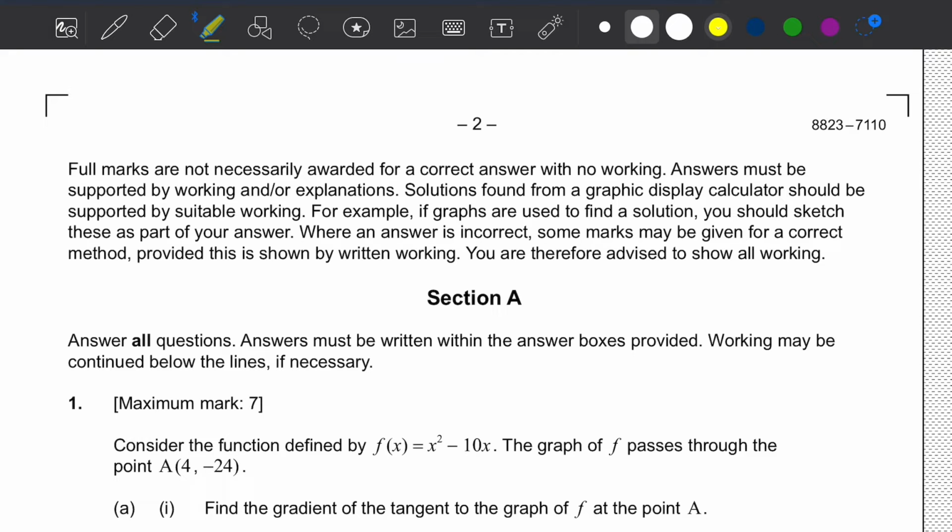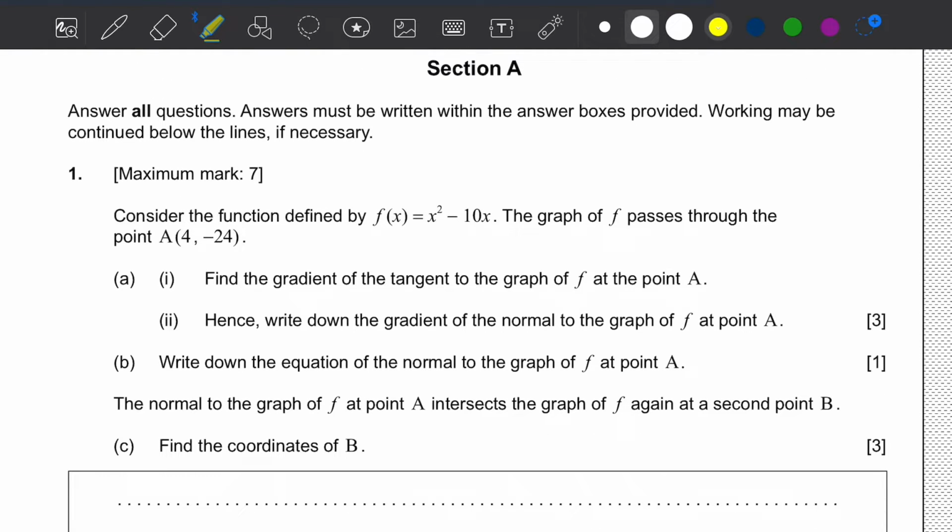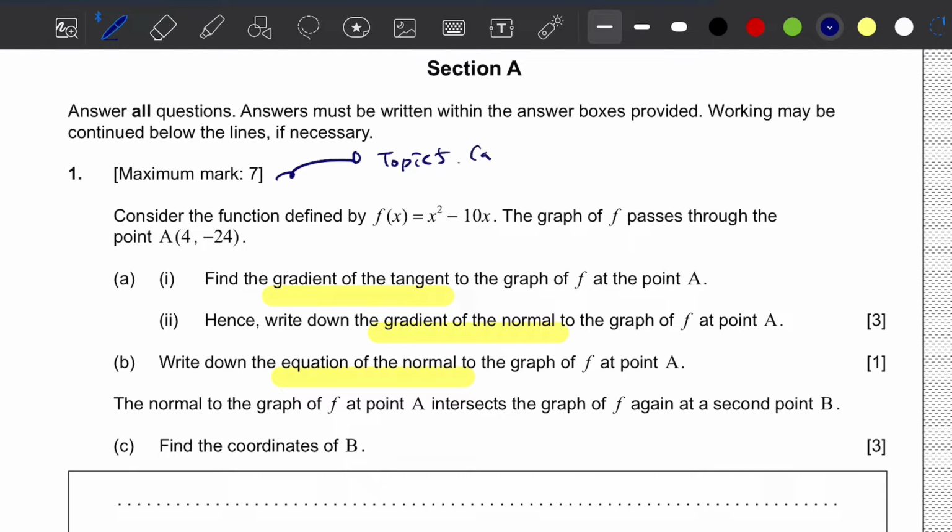Okay, so with this video, we're going to talk about question number 1 of section A of the Math AA paper 2 AASL exam for time zone 1 of November 2023. So question number 1, when you see that we have to find the gradient of the tangent or the gradient of the normal line or equation of the normal, right? So that means this question is actually from topic 5, the calculus section of your curriculum.